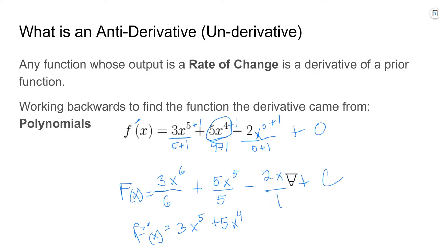I've got this minus 2x over 1. So again, I take the 1 down. 1 times 2 is 2. And then I get x to the 0, right? So I get 2x to the 0, or just minus 2. And whatever this constant is, whenever I take a derivative of a constant, I get 0. So it worked. Okay, so that's kind of the process as you do your best guess.